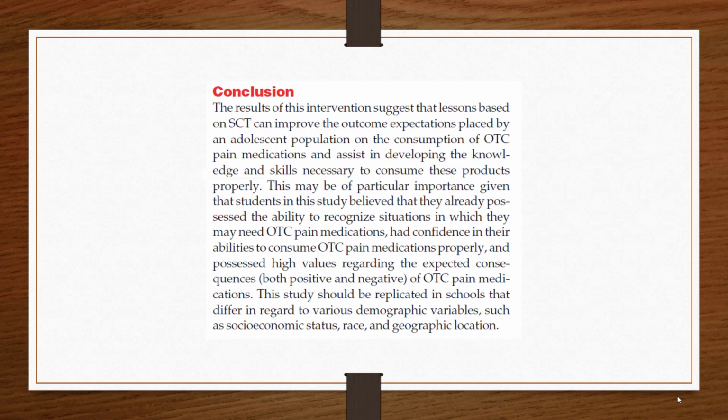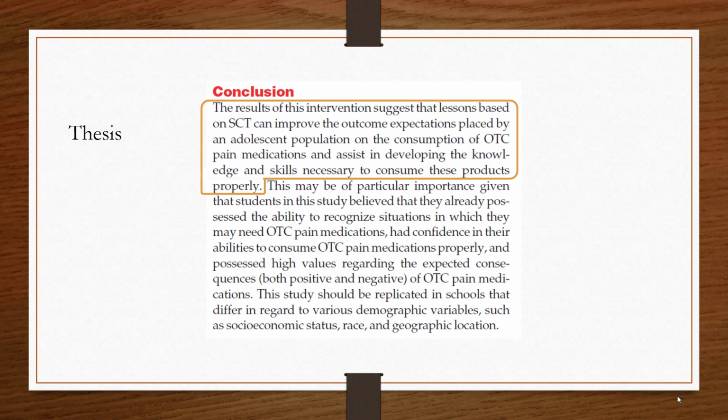All right, here's the conclusion from the paper we were just looking at. So the thesis statement is right here at the beginning. The results of this intervention suggest that lessons based on sociocognitive theory can improve. Right? Notice can. They're hedging a little bit. Doesn't mean it absolutely will, but it can improve the outcome expectations placed by an adolescent population on the consumption of over-the-counter pain medications and assist in developing the knowledge and skills necessary to consume these products properly.